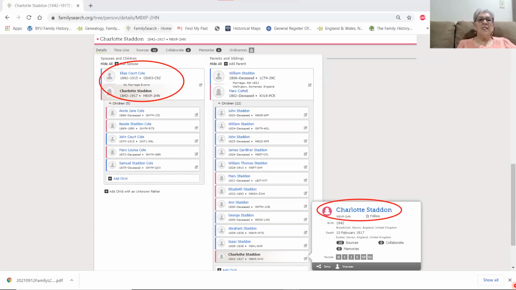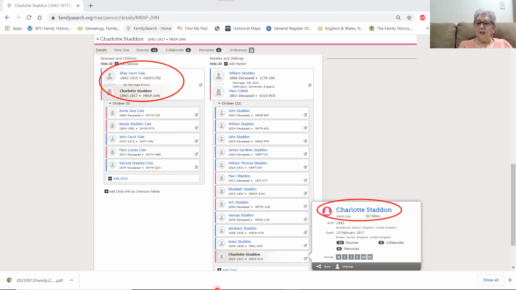I'm looking at Charlotte Stadton, who married Elias Court Cole. Isn't it great? He has a really distinctive name, Elias, and the Court and the Cole. So I don't think it's going to be too hard to find him. At least, having said that, it isn't too hard to find him. And they have, as you can see, 5 children listed here.